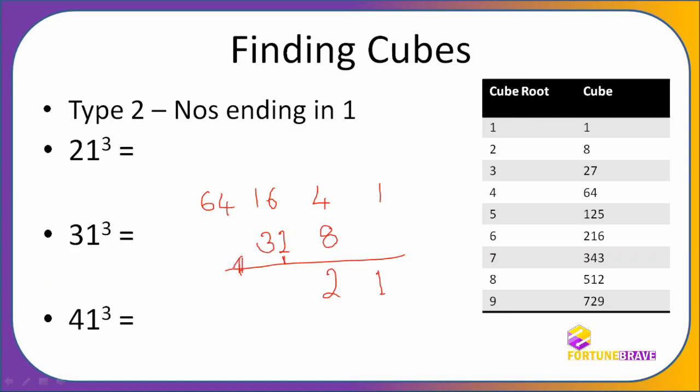The pen is not listening to me. Pardon me. 49 and 64 plus 4 is 68. 6, 8, 9, 2, 1 is the cube of 41. Is that clear? Now you have to do all other 51, 61, 71, 81 and 91. Do it yourself. There will be no difficulty. If you are finding difficulty, you have to practice more. If you practice more, you will be able to do very easily. These are numbers you are going to add.